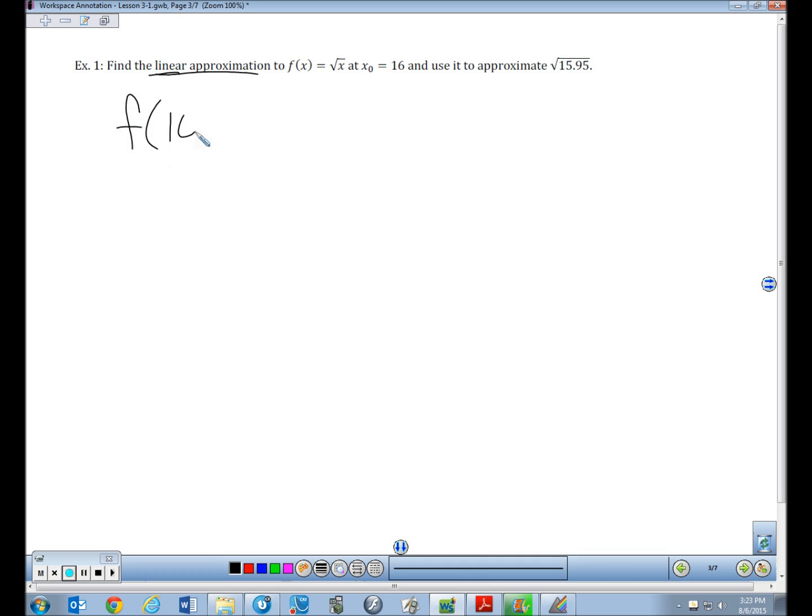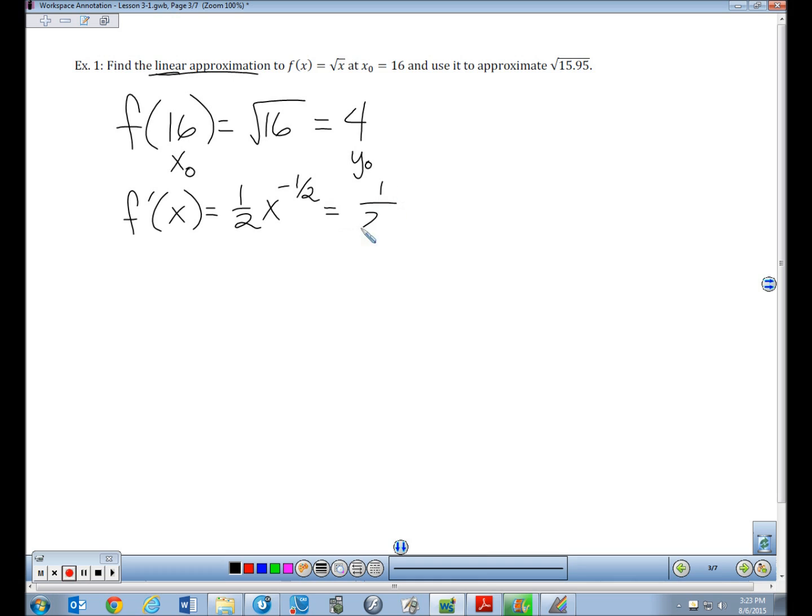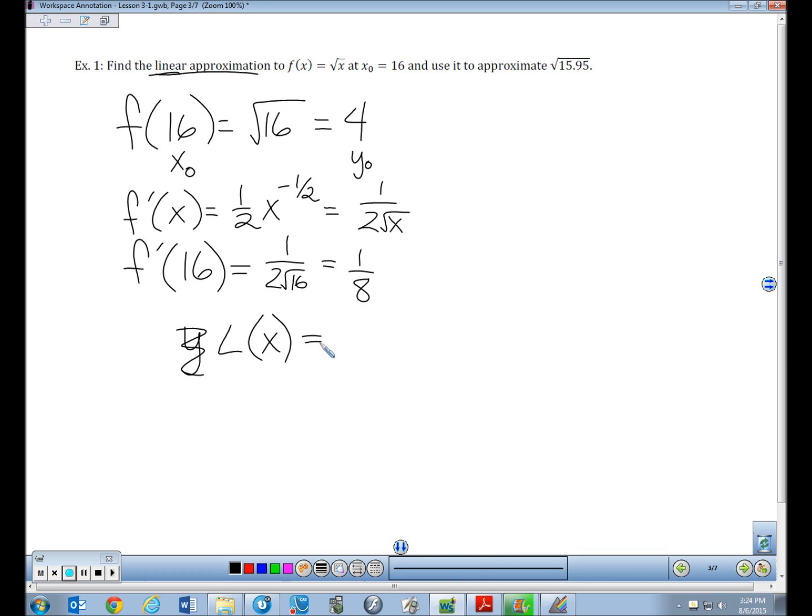So firstly, f of 16 is equal to the square root of 16, which is equal to 4. This is your x value, and this is your y value. Okay? F prime of x is going to be 1/2 x to the negative 1/2, or 1 over 2 root x. F prime of 16, and again, this really only works if it's easy to calculate the function and its derivative at the value. So the square root of 16 down here becomes 4 times 2 is 8, so this whole thing becomes 1/8. And so we end up with a linear equation, and in fact, if you want to, you can write it like this. L of x, which is equal to your y value, 4, plus your slope, 1/8, times x minus your x value, 16.